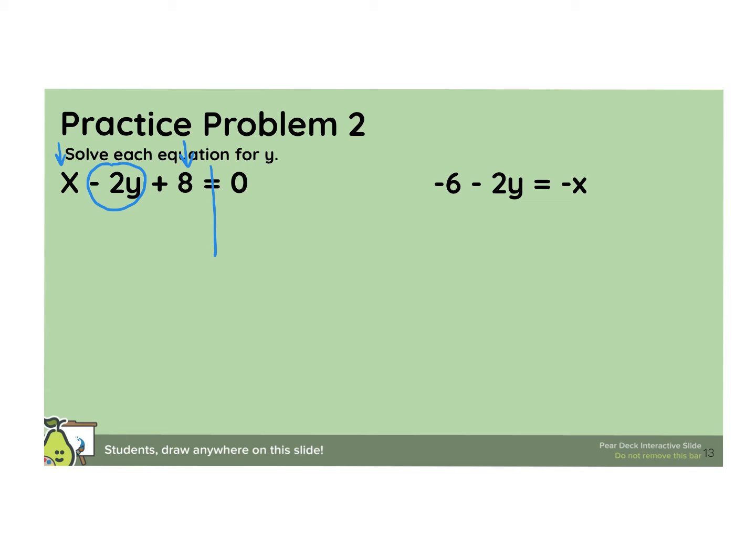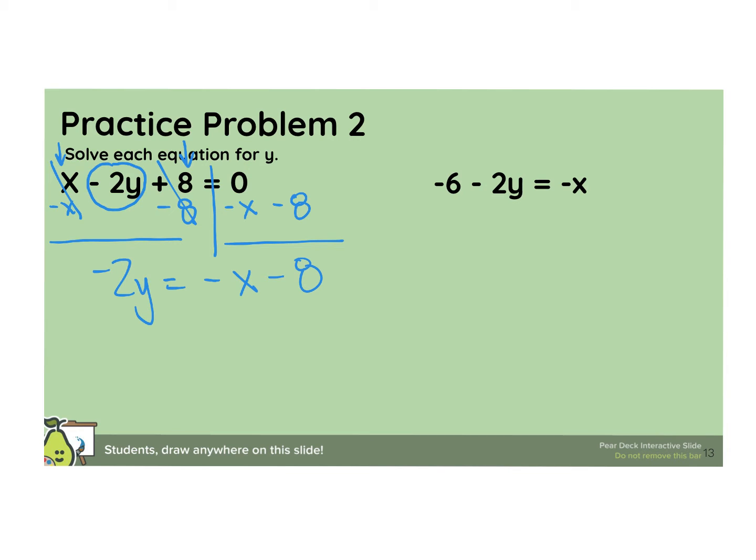And I'm going to go ahead and do them both at once. So the x is positive, so I'm going to subtract an x on both sides. And the 8 is also positive, so we're going to subtract an 8. So that's it. That's the only difference in our first step. So the x is gone, the 8 is gone. We're going to bring everything down. Bring down the negative 2y, bring down the negative x, and the negative 8.